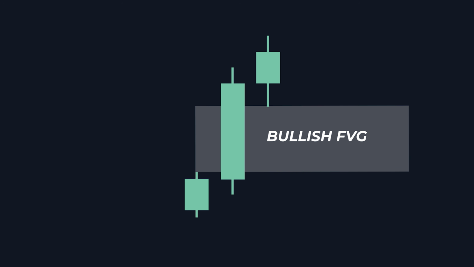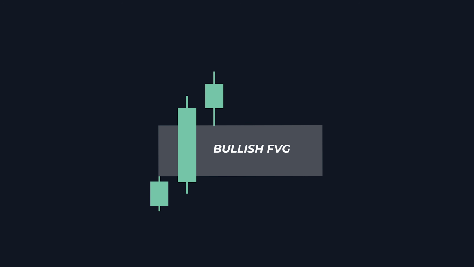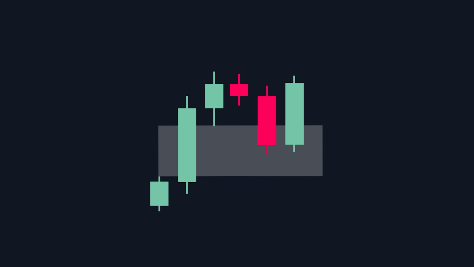This gap shows an imbalance in the market. Why care about imbalances? Markets seek balance between buying and selling. When more buyers push price higher, an imbalance forms. Later, price often revisits that gap like a magnet, filling it before the uptrend continues, so the market can rebalance.